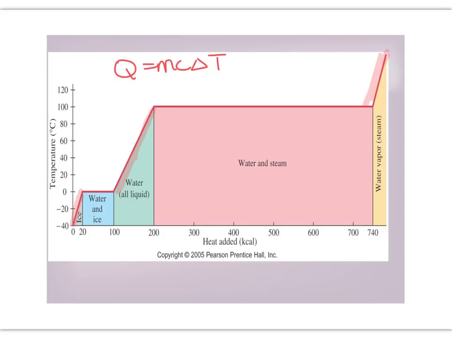So if I start at negative 40 degrees and I get to 0, then my change in temperature was 40. If I started at 0 degrees and I went to 100, then my change in temperature is 100. So I'm going to have to make sure I'm using that for that particular segment. The other part, when I'm changing phase, so here and here, those equations are going to be Q equals mL, where when you're melting, you're going to use latent heat of fusion, and when you're going from a liquid to a gas, it's going to be latent heat of vaporization.